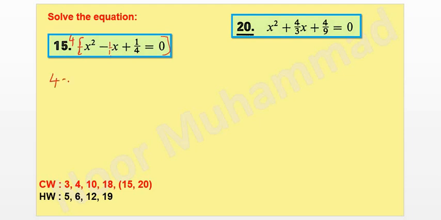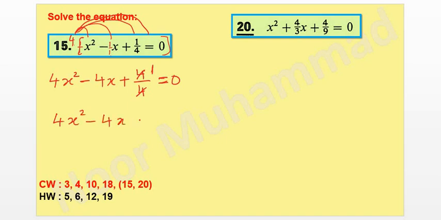So it will become 4x squared. When I multiply 4 with x squared, it will become 4x squared, minus I will multiply 4 with this 4x, so it will become 4x, plus 4 times 1, it will become 4, equals 4 times 0 will be 0. Now 4 divided by 4, because it can be cancelled, will give me 1. So finally we will have 4x squared minus 4x plus 1 equals 0.